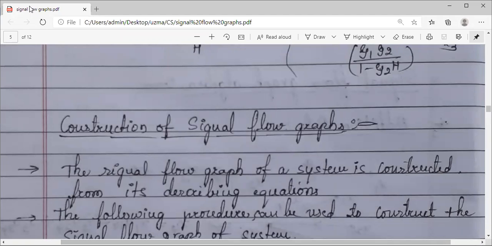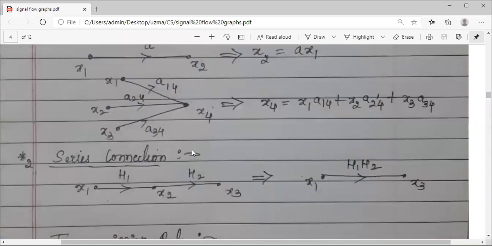In today's session, we will be looking at some examples of how to construct a signal flow graph, and then we will move on to Mason's formula. In the previous session, let me recall quickly what we have completed.